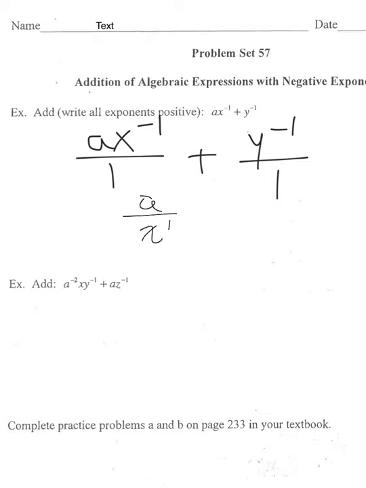A over x to the first plus, and the same logic applies over here, that y to the negative first in the numerator becomes y to the positive first in the denominator. So we get something that looks like this.